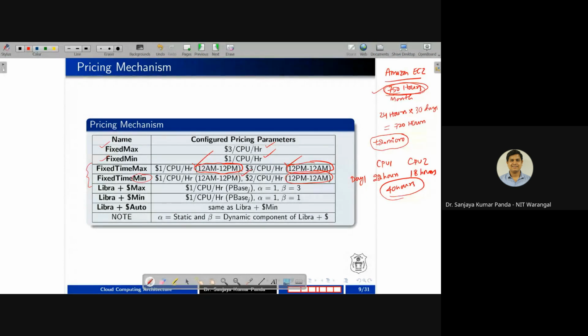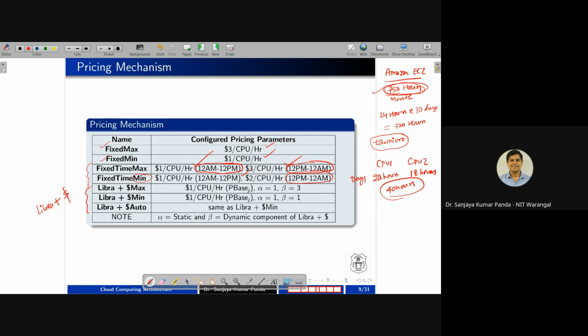Okay. There is another interesting pricing scheme that is called Libra plus dollar. So these three pricing schemes together we call Libra plus dollar. Libra plus dollar comes in three different modes: Libra plus dollar max, min, and auto. Here there are two dynamic factors we are using. One is called alpha, another is called beta. And this alpha and beta value you can monitor. You can change the value also based upon your business, right? You can decide what is the alpha value, what is the beta value.